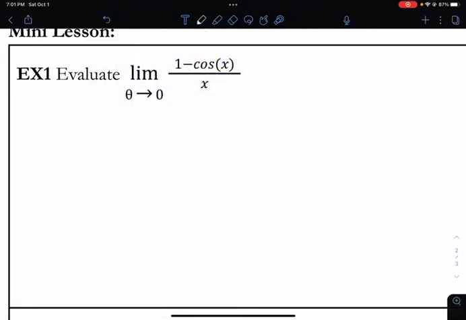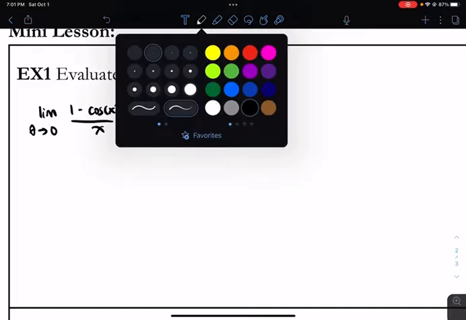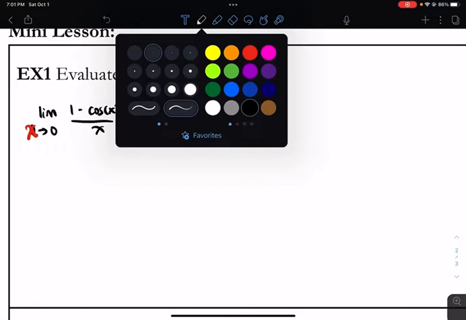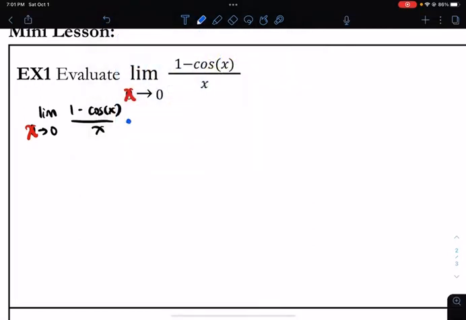Alright, let's evaluate limits of trig functions. Let's say we have the limit as x approaches 0 of (1 minus cosine x) over x. Obviously, if you just use direct substitution, the denominator will be 0, right? So we have to find a way so that the denominator is not equal to 0. So we're going to multiply this by a special 1. We have to figure out what that special 1 would be.